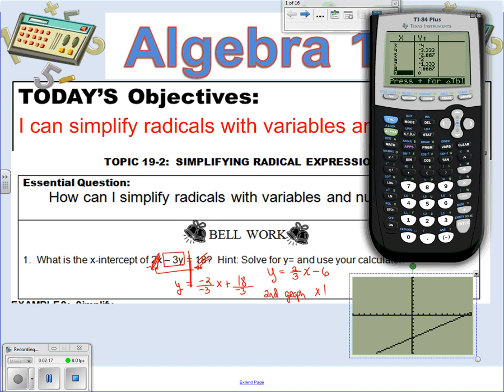And I'm looking in the table where the y-coordinate is 0. And when the y-coordinate is 0, our x value is 9. And so our x-intercept is (9, 0). So I was correct when I looked at my picture.